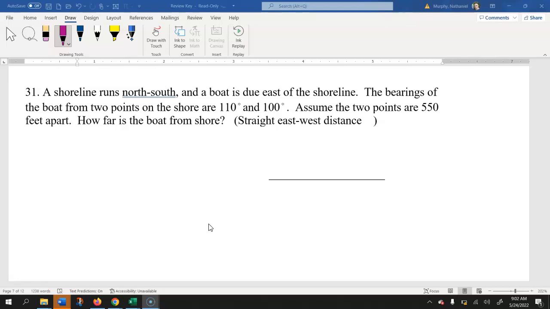All right, so the way this one's worded is going to be a little trickier. We have a shoreline running north-south. Let's say that purple line is our shoreline. Then, due east of the shoreline, we have a boat. We'll pretend this is an overhead view of the boat, and that would be due east. So it forms a right triangle. And then we're going to have 2 points on the shore.